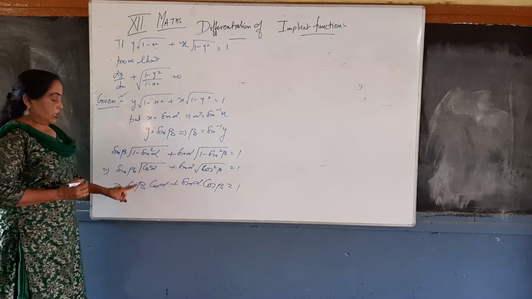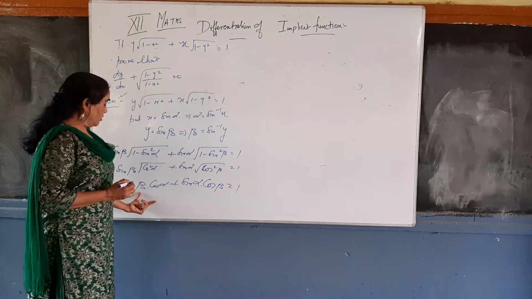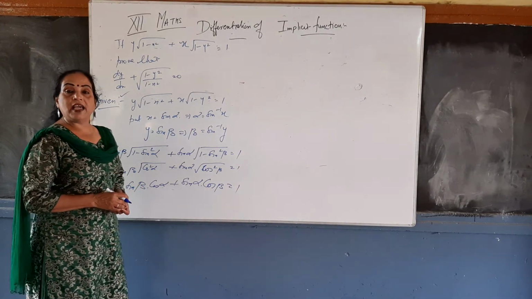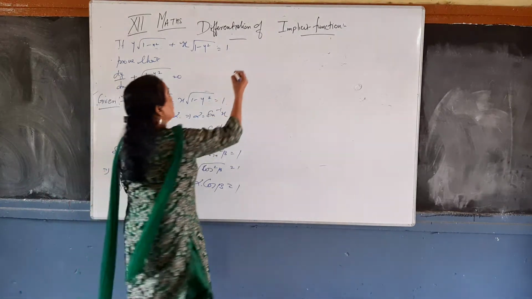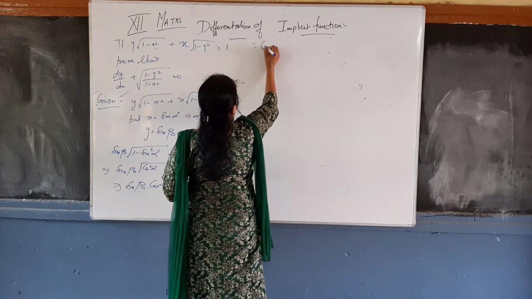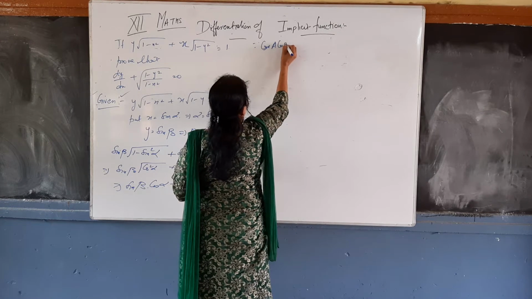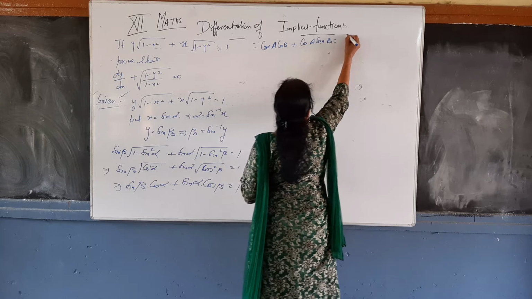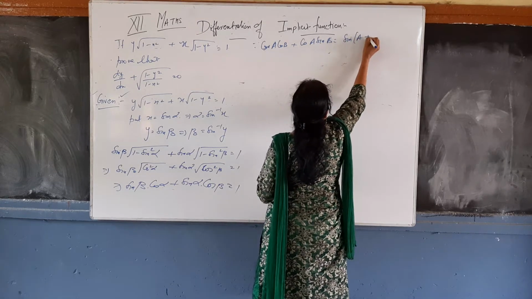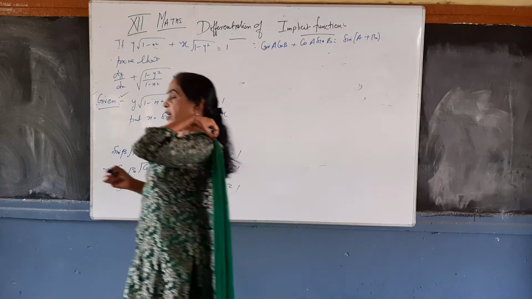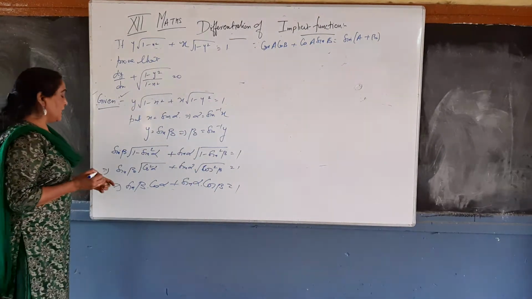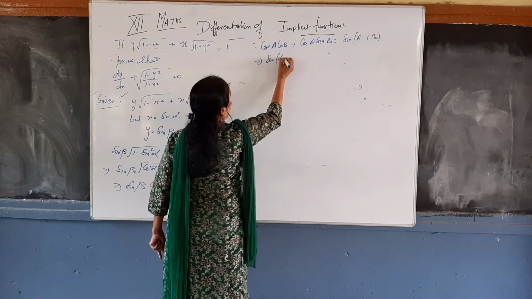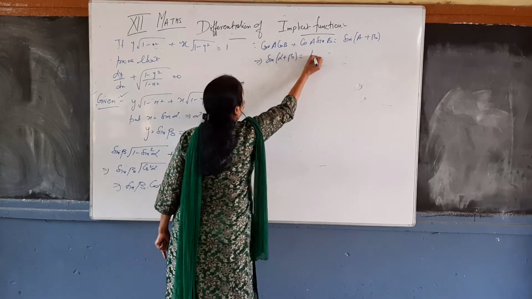This is of the form sin A cos B plus cos A sin B, which is sin (A plus B). So in place of A, beta is given, and in place of B, alpha is given. So we will get sin (alpha plus beta) equal to 1.